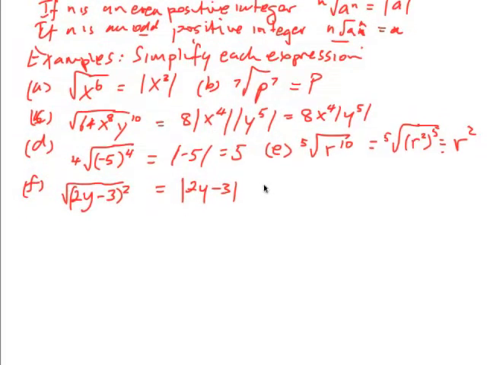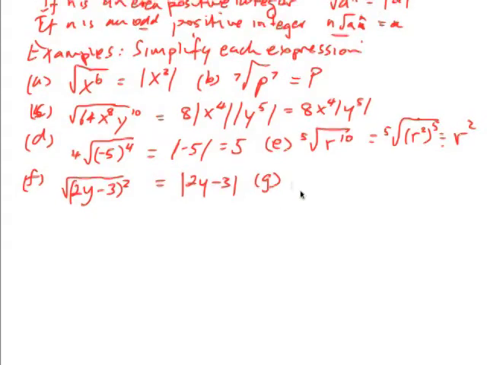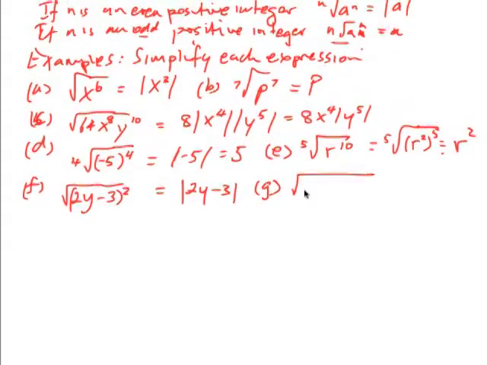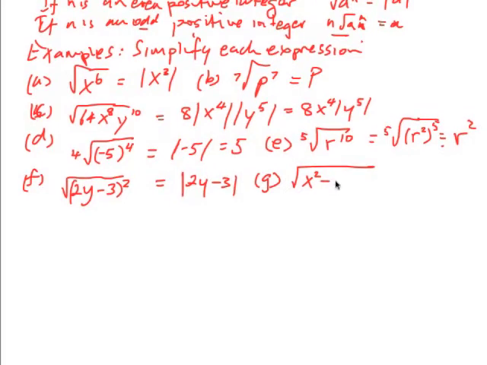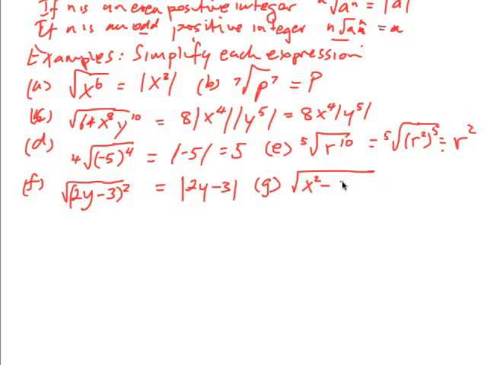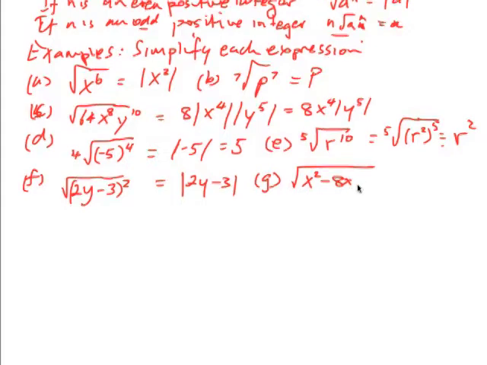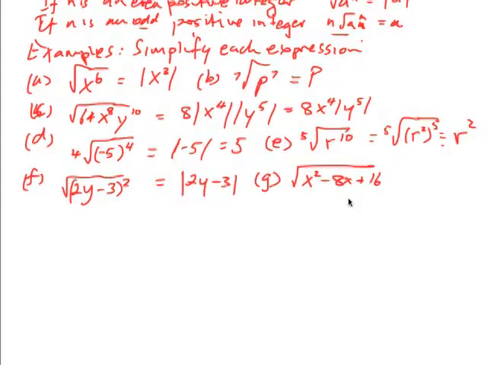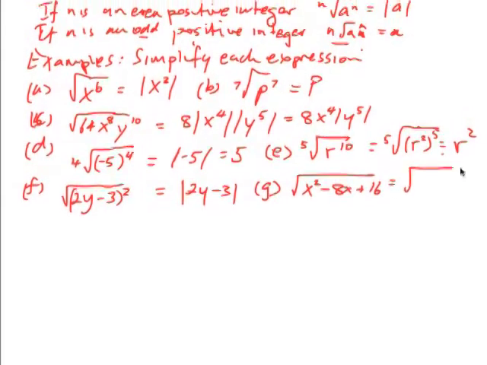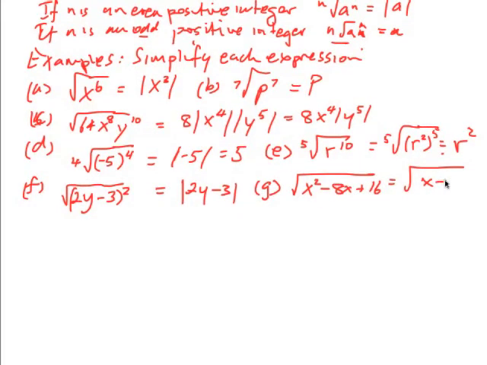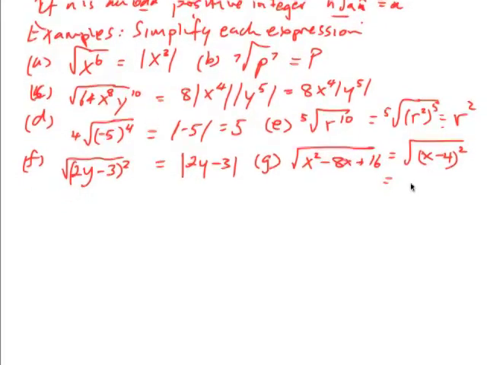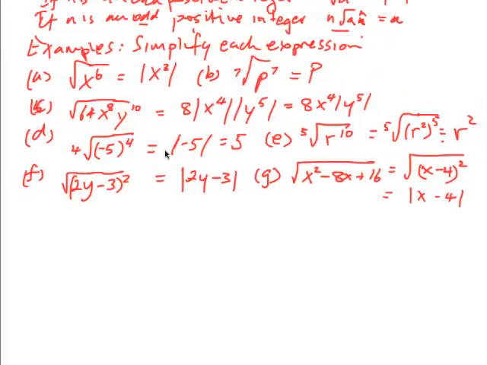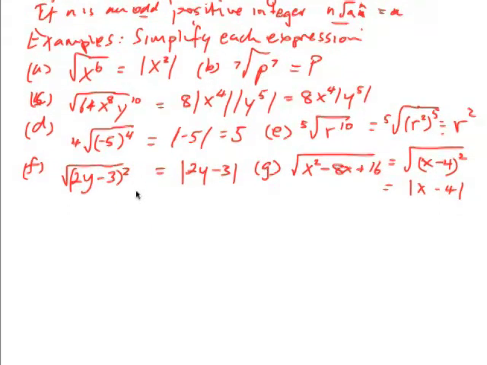Right, and let's suppose that I want to find the square root of x squared minus 8x plus 16. Well, of course, this will be the square root of (x take 4) squared, and of course this is squared, so it's going to be the absolute value of x take 4. Okay, so that's how we do that.